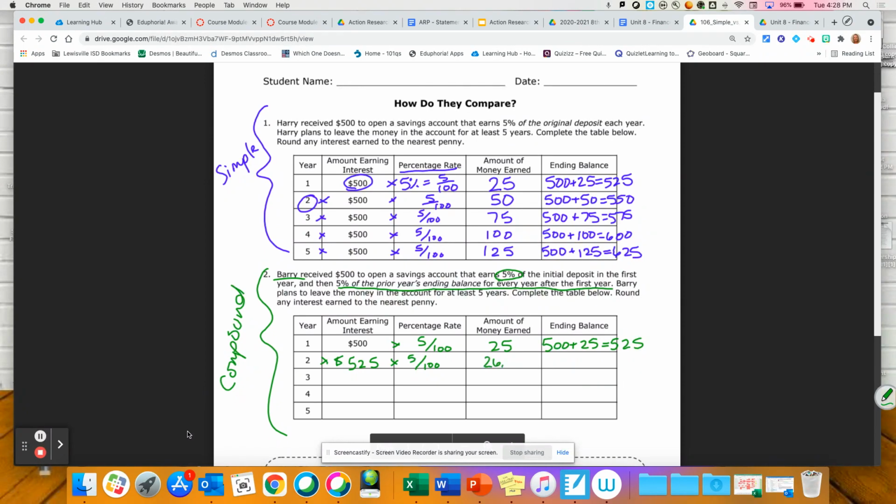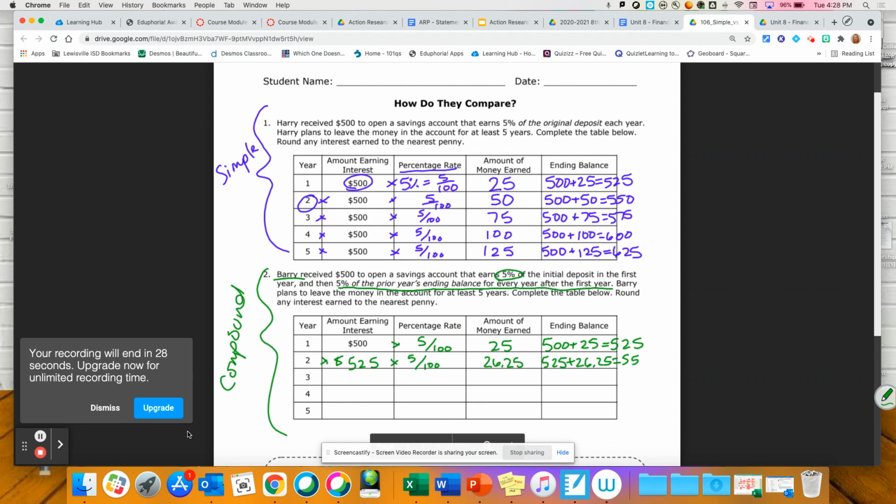So now he's earned $26.25 on his $525. So his initial start of $525 plus his $26.25, and now we're at $551.25. Now the third year, we're at $551.25 times his 5%. And he's going to earn $27.56, which is going to give him a total of $578.